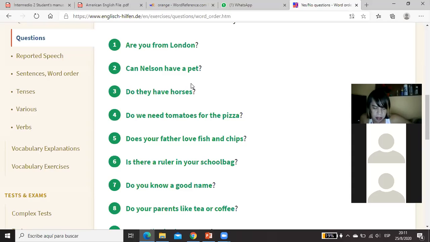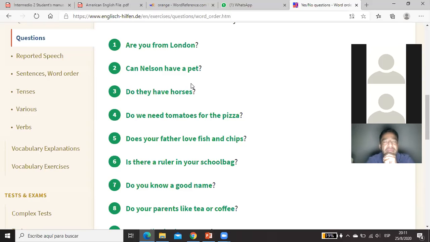How about this one? The next one goes, do they have horses? What can be the answer to this one? Are you sure? Simple present. Do they have horses? Yes, they do. No, they don't. Great. All right, very good. So look, with all of these words, we just made simple yes or no questions, okay? Just to introduce and practice yes or no questions a little more.